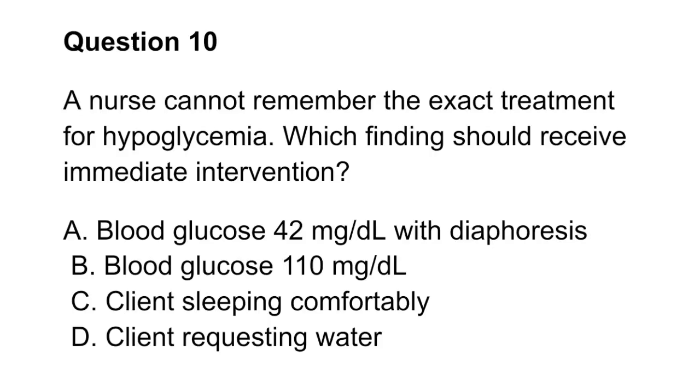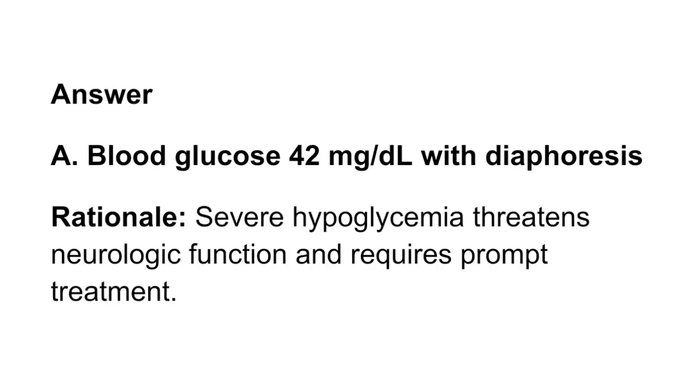Question 10. A nurse cannot remember the exact treatment for hypoglycemia. Which finding should receive immediate intervention? A. Blood glucose 42 milligrams per deciliter with diaphoresis. B. Blood glucose 110 milligrams per deciliter. C. Client sleeping comfortably. D. Client requesting water. Answer: A. Blood glucose 42 milligrams per deciliter with diaphoresis. Rationale: severe hypoglycemia threatens neurologic function and requires prompt treatment.